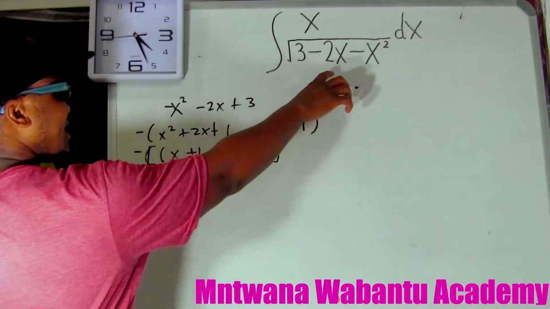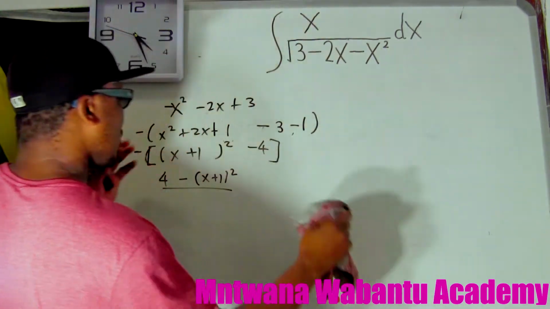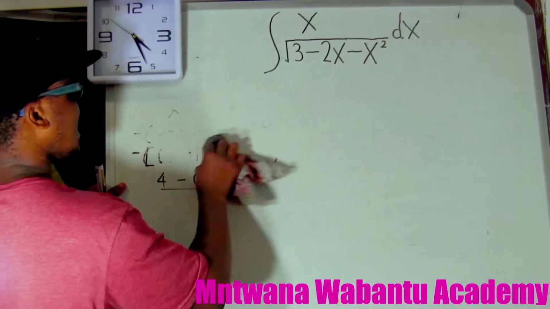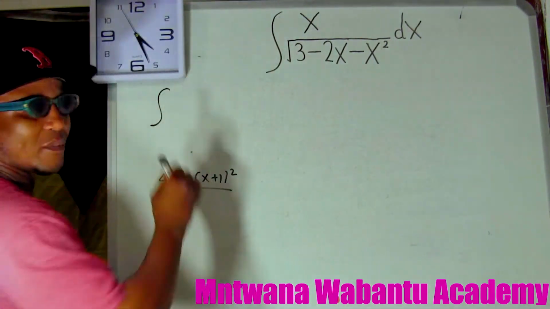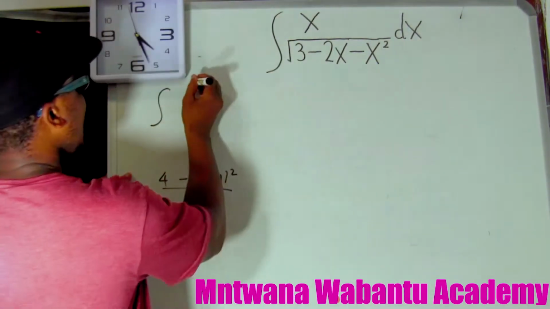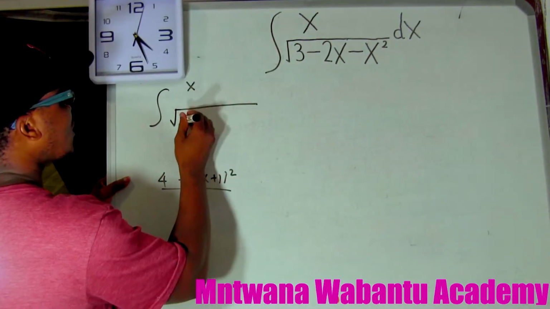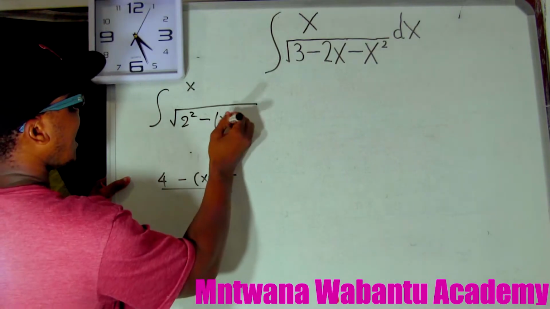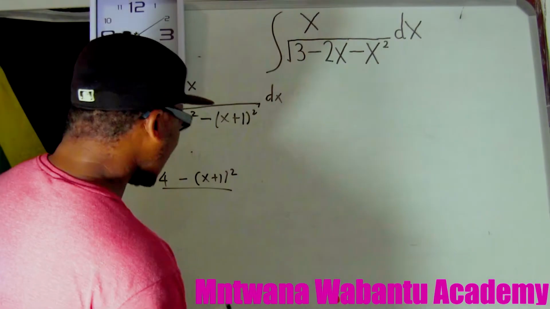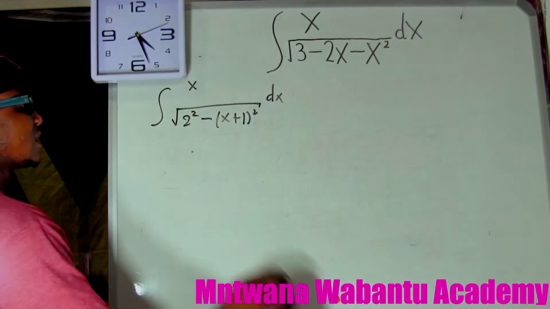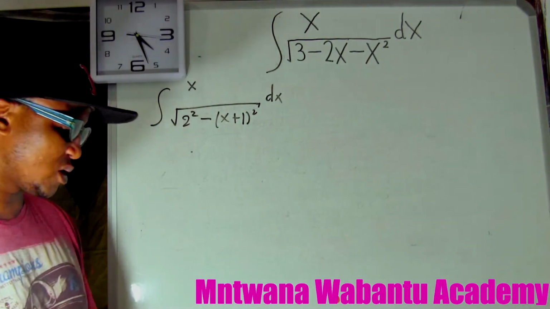So I'm going to rewrite this, just in case you forgot how to complete the square. This expression is going to become the integral of x on top, over the square root of 4, which is 2 squared, minus x plus 1 squared, dx. So now there are 2 ways you can do this question, but me personally, I prefer to do this question by substitution.